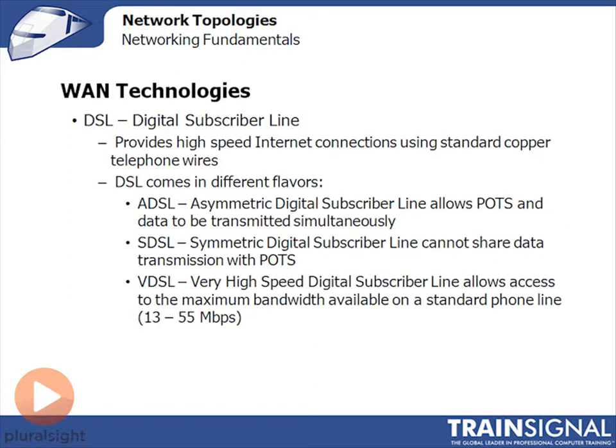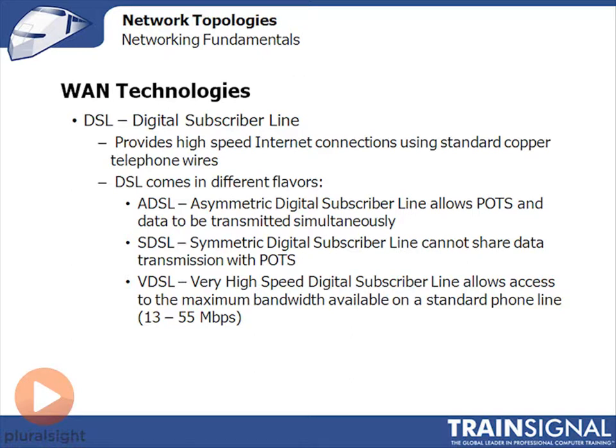Now here's something that we still see today: digital subscriber line. Many people have DSL in their homes. It provides high-speed internet connections using standard copper telephone wires. So it's a great way to get high-speed internet, but using your regular phone wires coming into the house. Now DSL had many different flavors. We had ADSL, asymmetric DSL, which allows POTS and data to be transmitted simultaneously. We had SDSL, symmetric DSL, which cannot share data transmissions with POTS. So you had a separate line, or you had separate transmissions between. When we say POTS, we're talking about just your voice, talking on the phone.